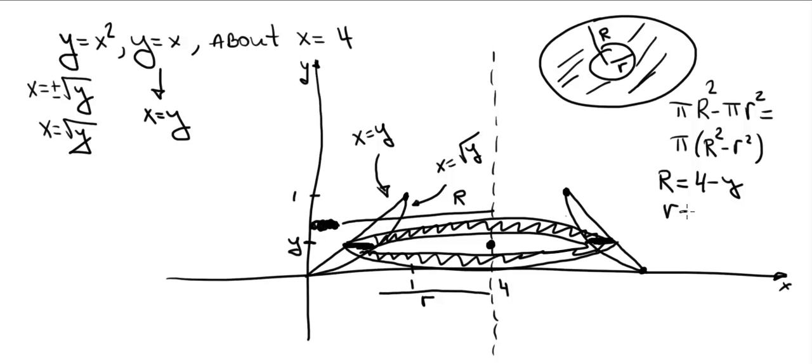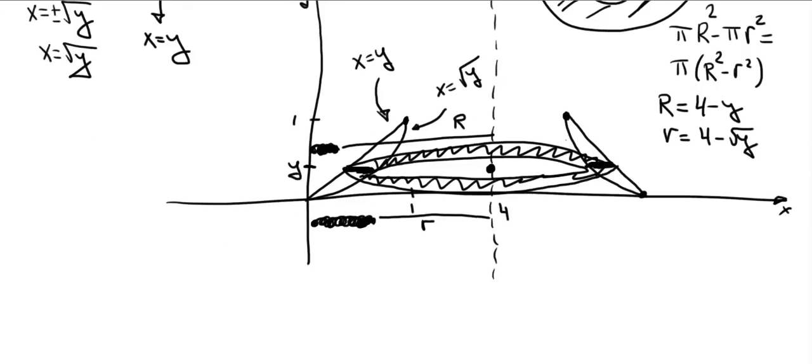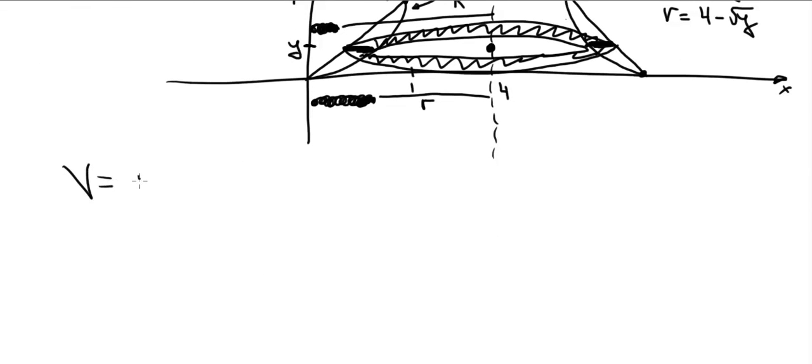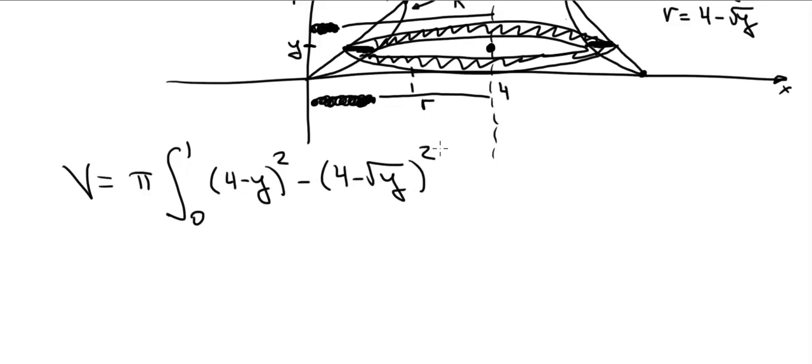And for the small radius, we're going to subtract this part from 4, because again the distance from the y-axis to the line is 4 units. We're going to subtract this much. This happens to be the x-coordinate on the parabola, which is the square root of y. So little radius is 4 minus the square root of y. And now we have everything we need to find the volume, and the volume will be pi times the integral from 0 to 1 of big radius, 4 minus y, squared, minus small radius, 4 minus the square root of y, squared. Of course, integrated with respect to y.